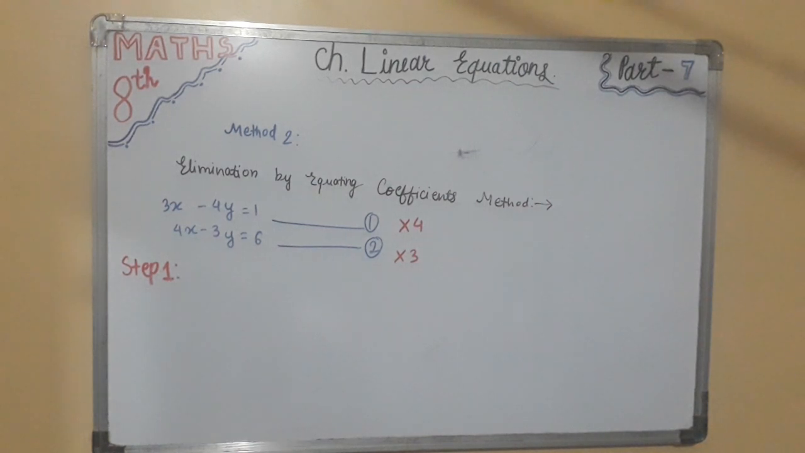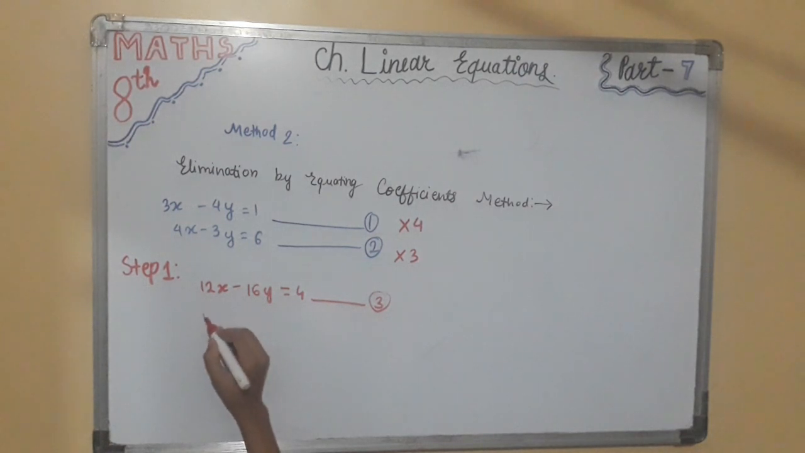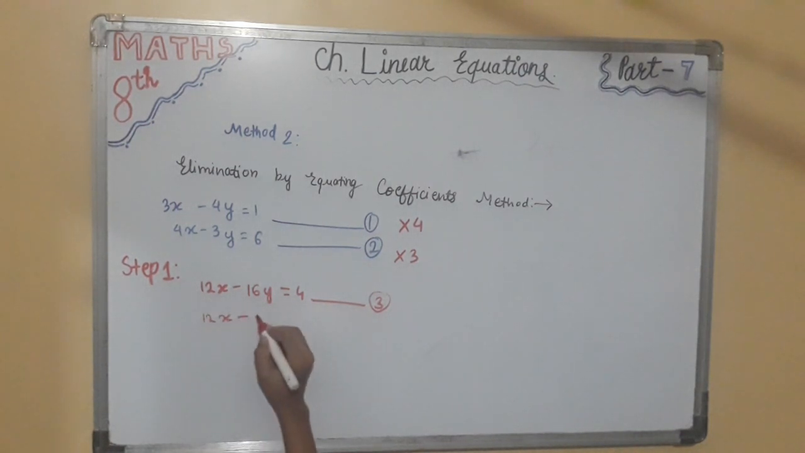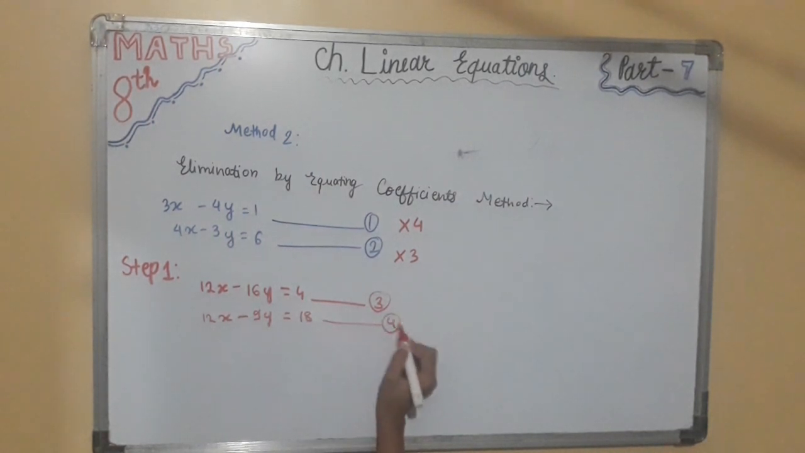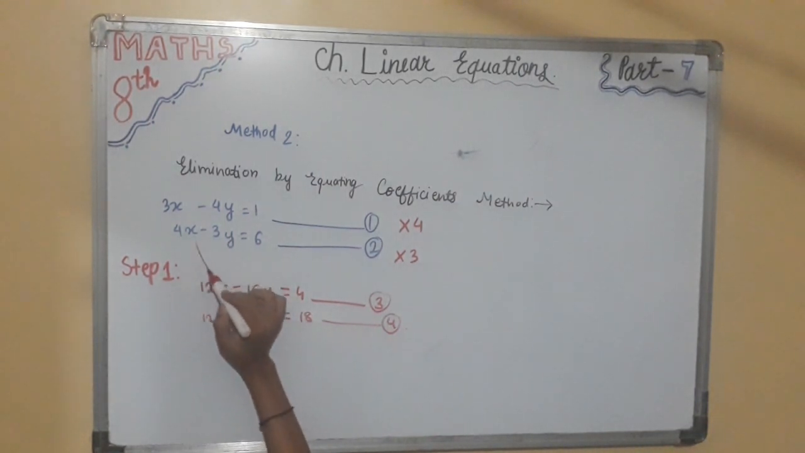So the answer will come 12x minus 16y is equal to 4. This will be equation 3, and in the second equation, after multiplying by 3, we will get 12x minus 9y is equal to 18. This will be equation 4. So what we have done, we have made the coefficients of x equal.